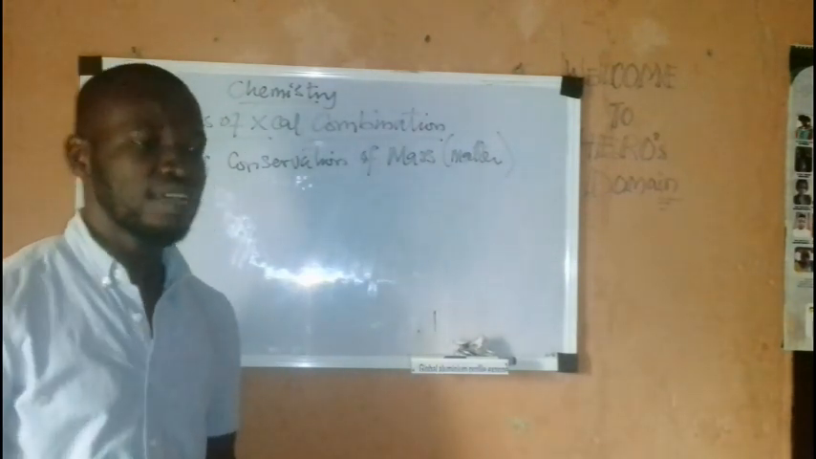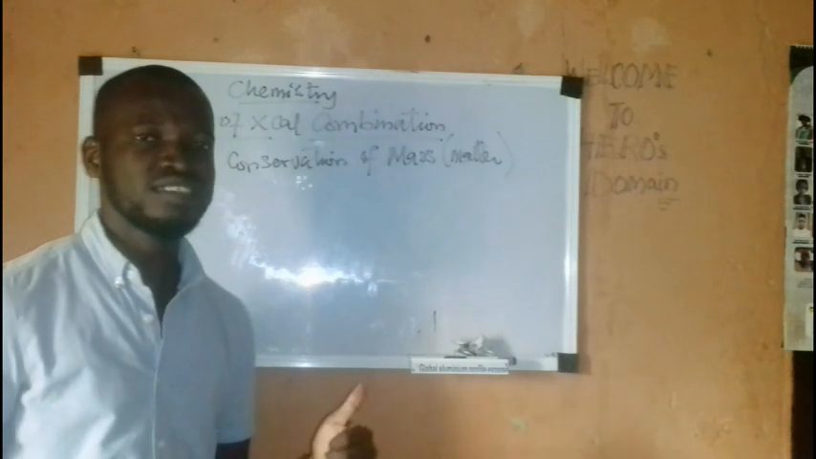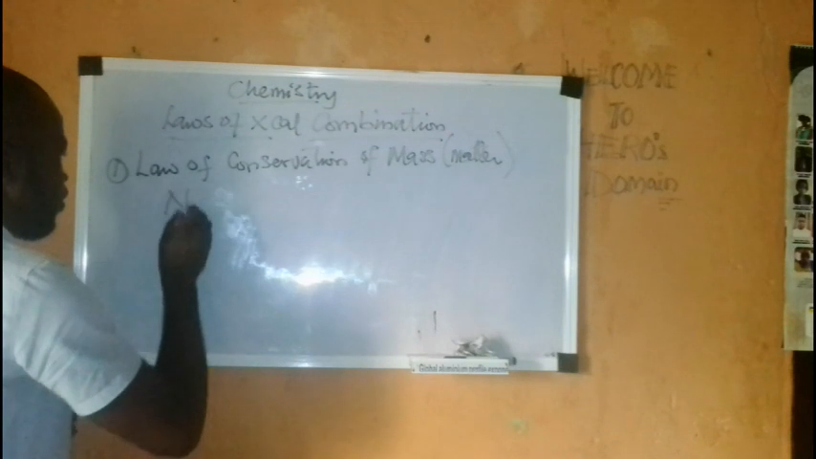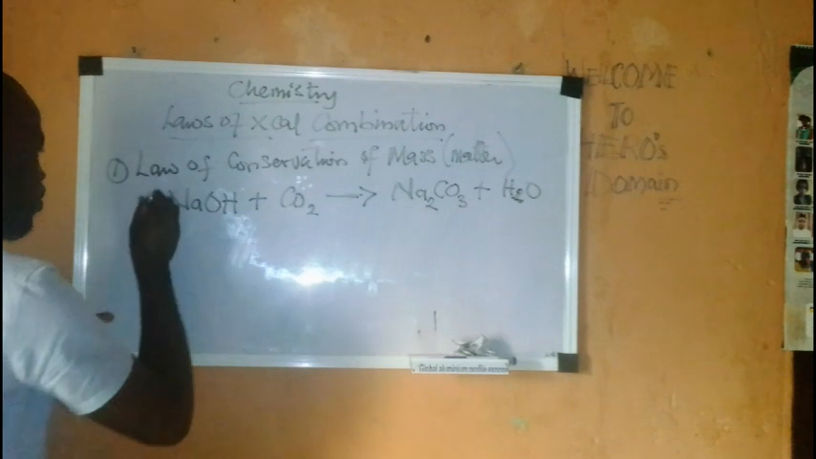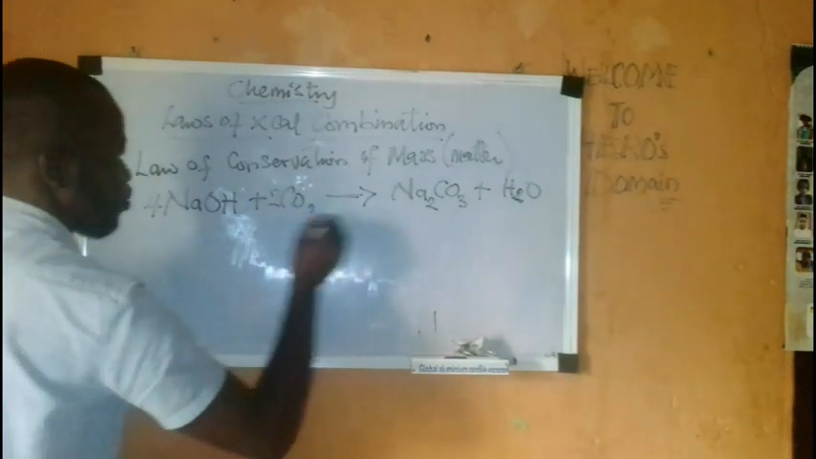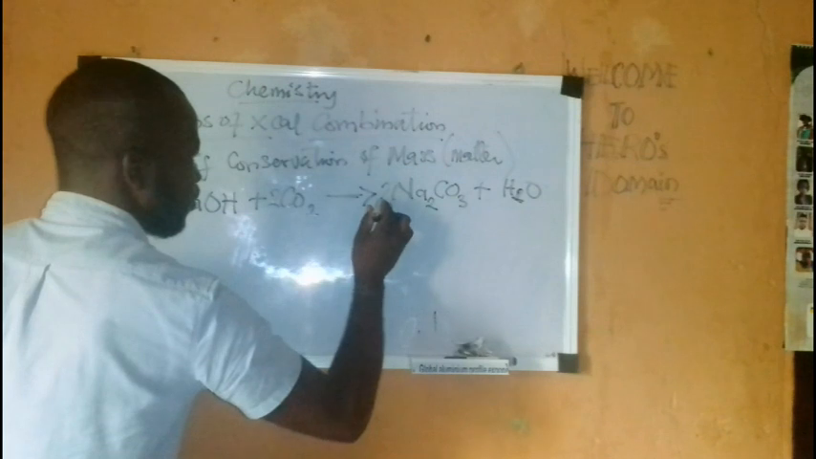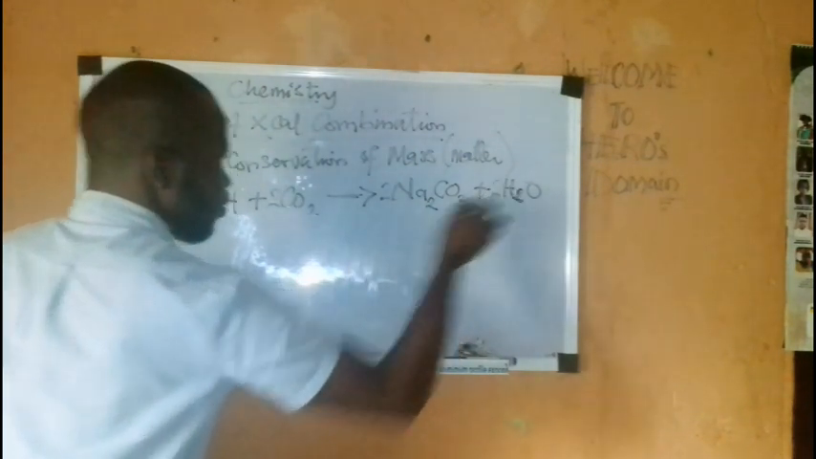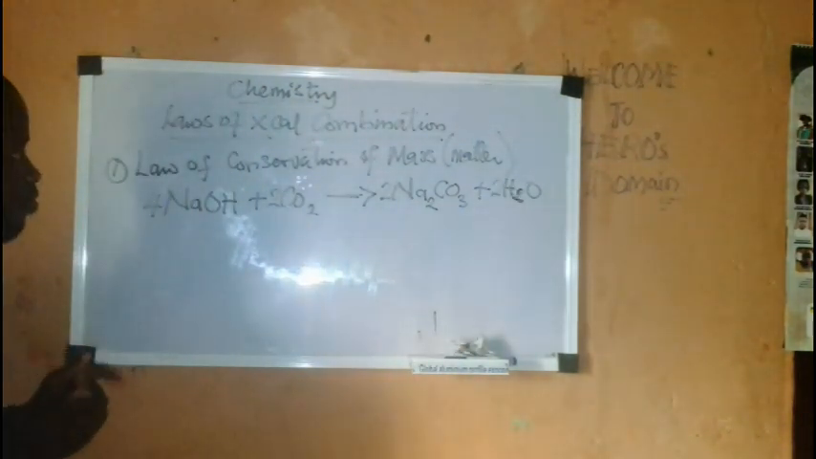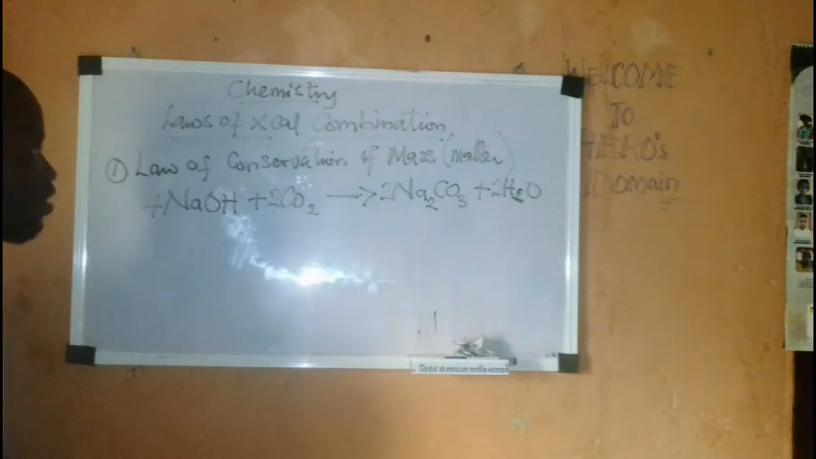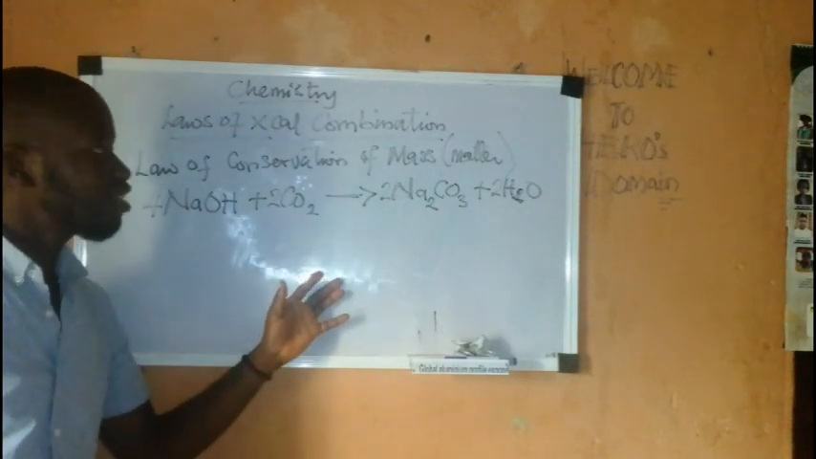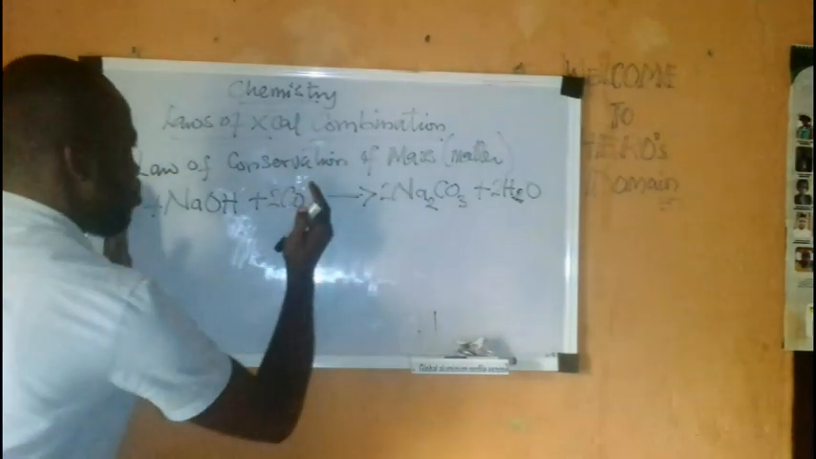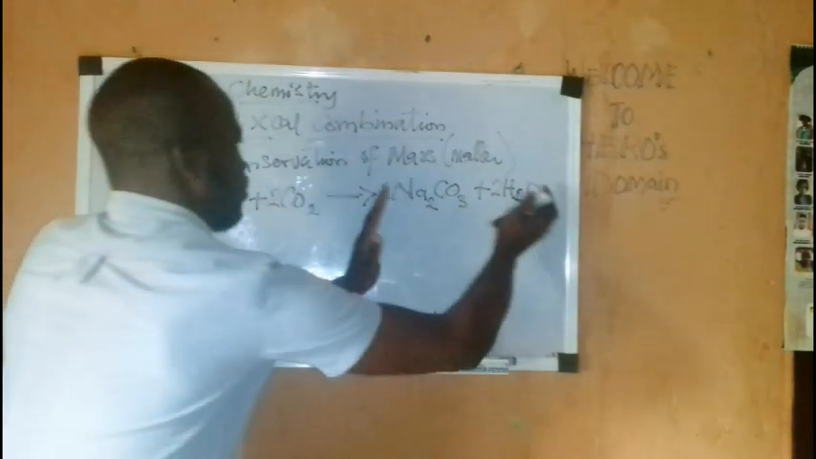Now let's take an example of a chemical equation that illustrates this law. If we have sodium hydroxide, now we need to balance the equation. This is 4, it should be 2. This is 2. Alright, I believe this equation is balanced now. If you look at this equation, it obeys the law of conservation of mass. The total mass of the reactants must be equal to the total mass of the products.